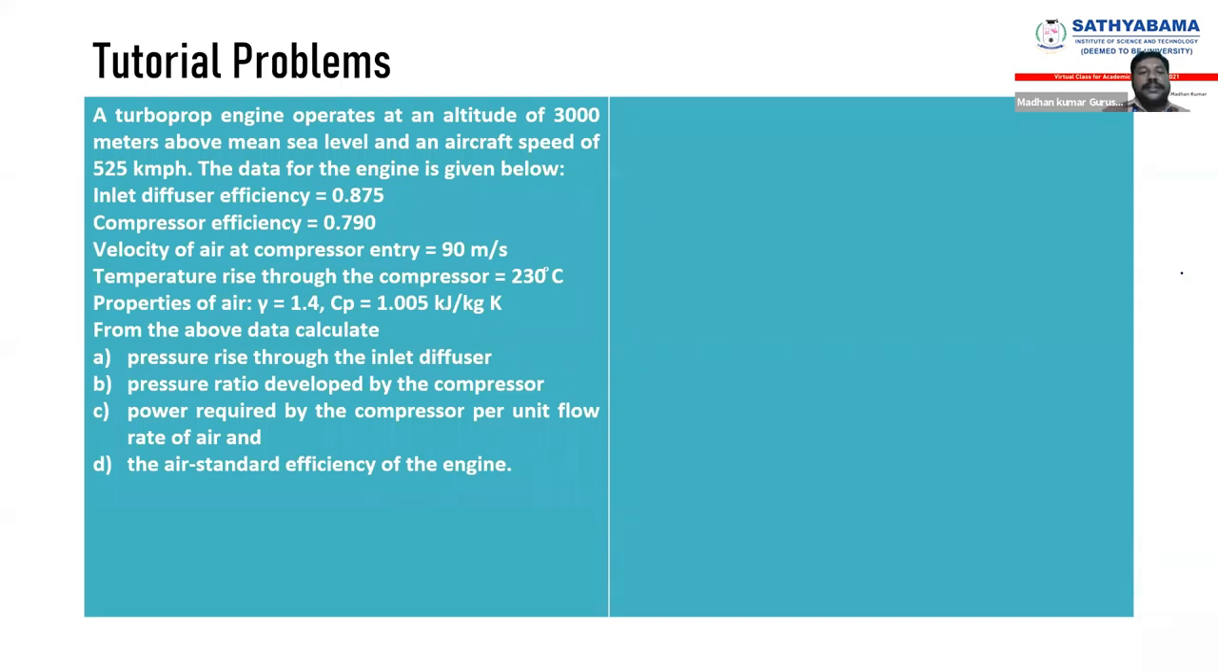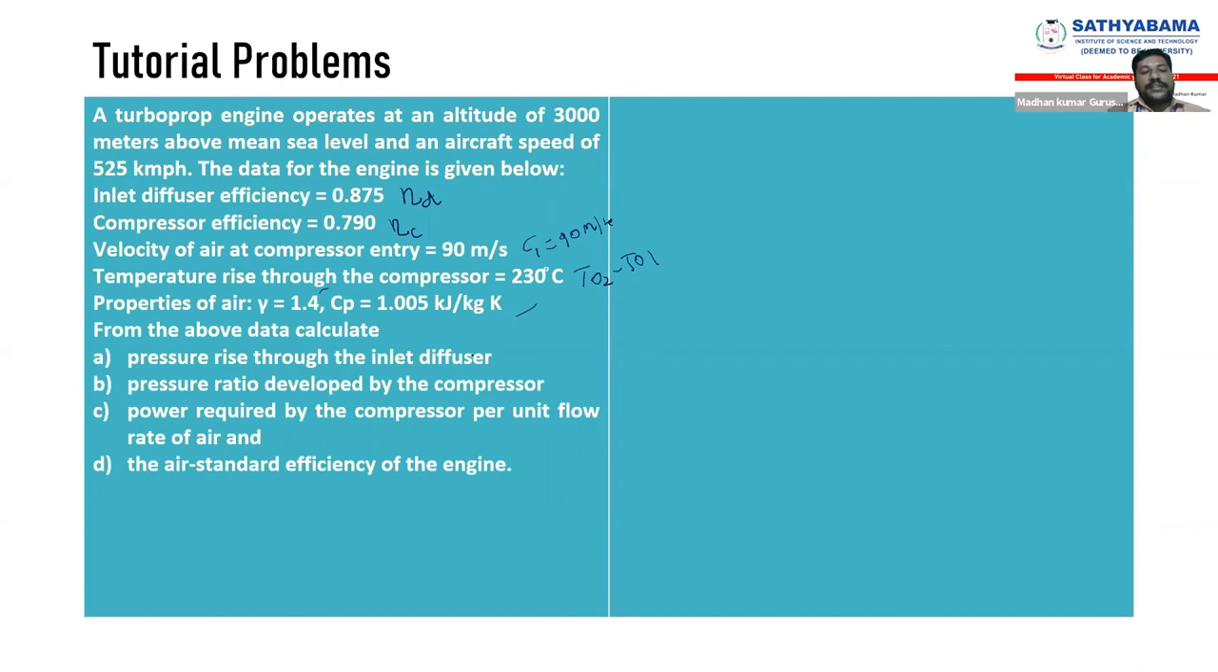And the data for the engine is given below. Okay, so they have given some of the data. What is it? It is the inlet diffuser efficiency, eta D, right? And then the compressor efficiency eta C. And then the velocity of air at the compressor entry is your C1, right? So C1 is 90 m/s. And then the temperature rise through the compressor, T03 minus T02, is 230 degrees Celsius. And then the properties of air: gamma is 1.4 and Cp is 1.005, right?